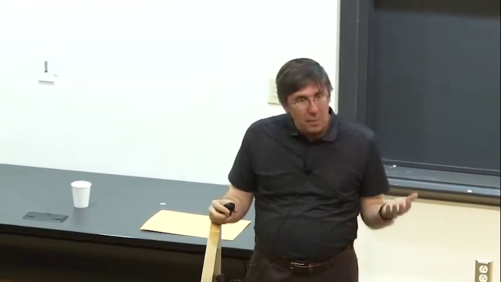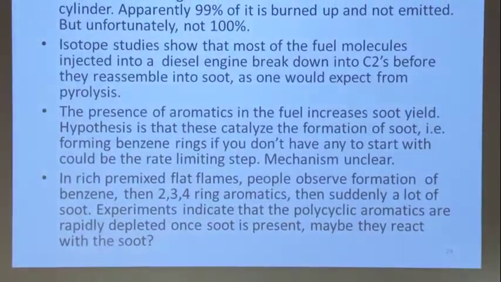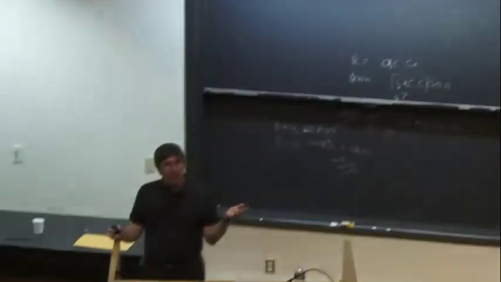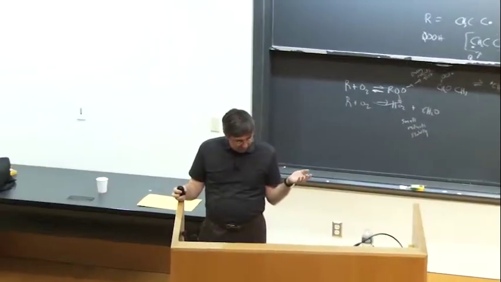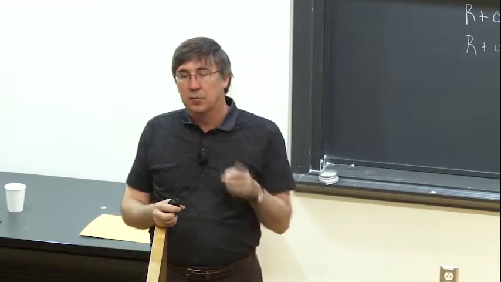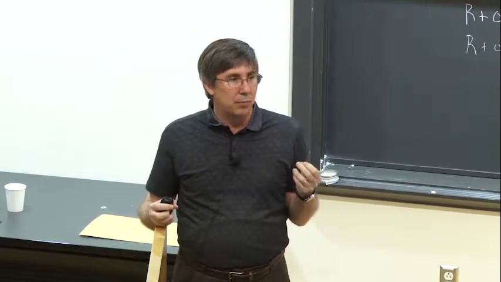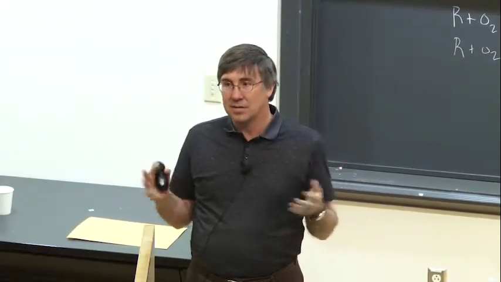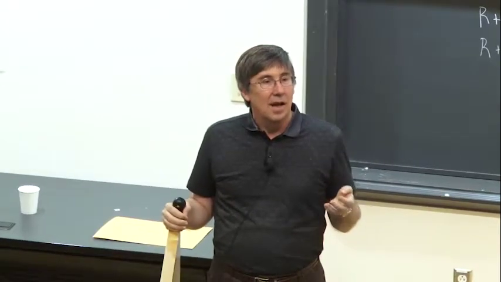The presence of aromatics in the fuel increases the amount of soot that's formed. The hypothesis I've heard people say is that somehow these aromatics catalyze the formation of soot. And then that would suggest that maybe forming benzene rings, the first benzene ring, is the critical rate limiting step in forming soot, if this is true. I've heard people say this a lot with great confidence, but I haven't seen the evidence to convince me that this hypothesis is right. But this is, I would say, the dominant hypothesis, because it's definitely observed.